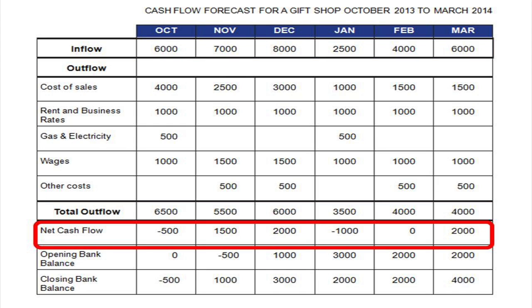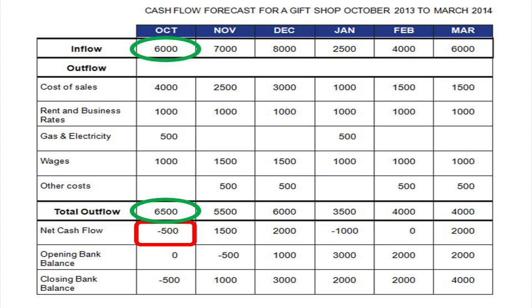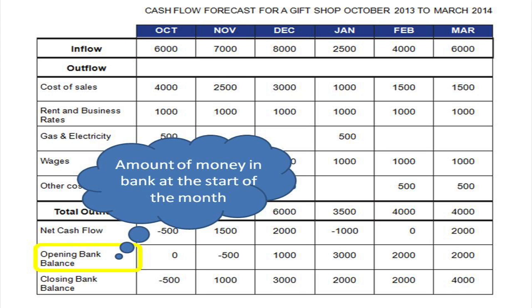Your net cash flow shows what has happened during the month, and it shows the total of inflows minus outflows. You need to know the formula for this. You might have to calculate it in your exam. You might want to make a note of this. Net cash flow equals total inflows minus total outflows. So you can see in October the inflows were 6,000 and the outflows were 6,500. Remember that you're taking away the outflows from inflows, so your net cash flow is minus £500. Your opening bank balance is the amount of money in the bank at the start of the month.